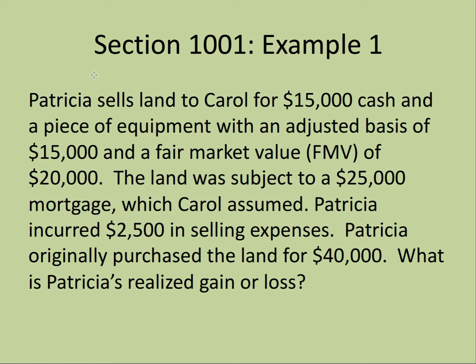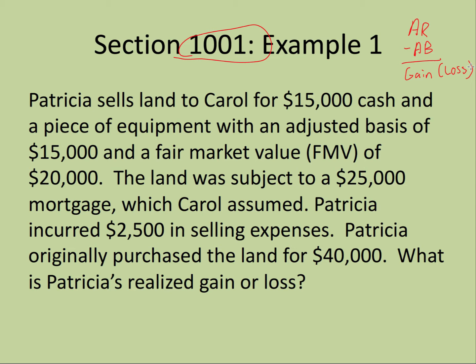Whenever we have a property transaction, we should always start by going directly to section 1001, which defines realized gain or loss. We know the formula for realized gain or loss is the amount realized minus the adjusted basis. Now, before we apply that, we have to have property, which again is defined broadly. Here, Patricia is selling land, and that's property. We also have to have a sale or exchange.